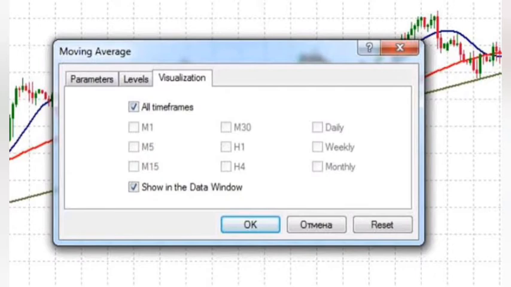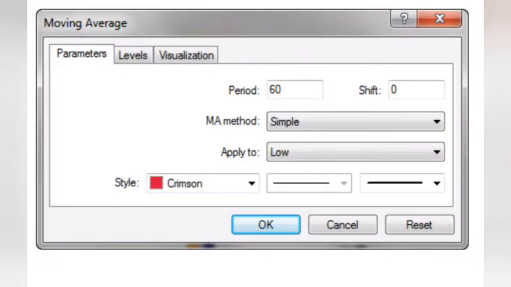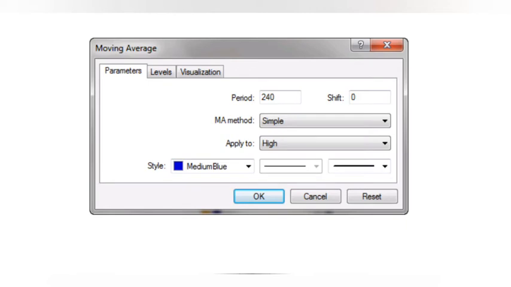We use 4 moving averages. A 60 period simple moving average of the highs. A 60 period simple moving average of the lows. A 240 period simple moving average of the highs. A 240 period simple moving average of the lows.